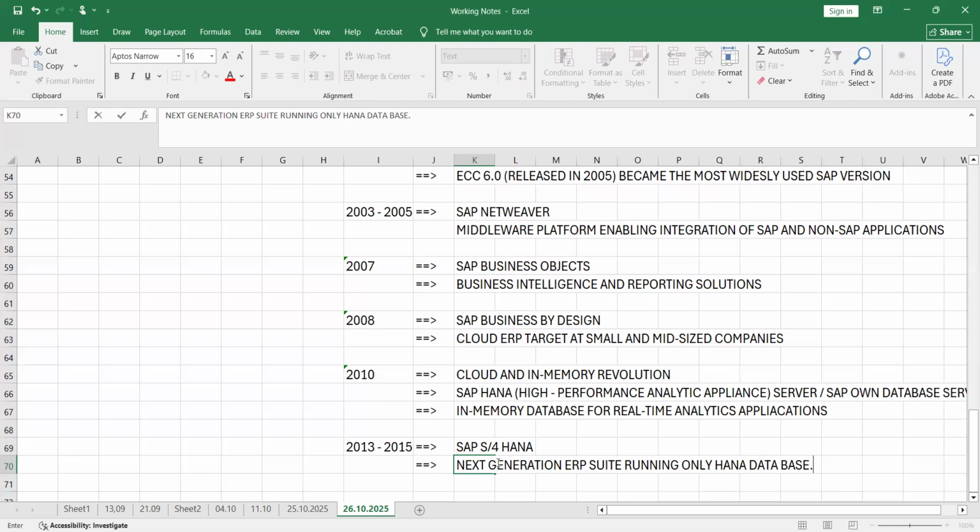Clear? Next one. In the same years 2013 to 15, they came up with a simplified data model. Simplified data model, faster performance. As I said, the performance is very much faster, 1,000 times faster than any other traditional database. Faster performance.